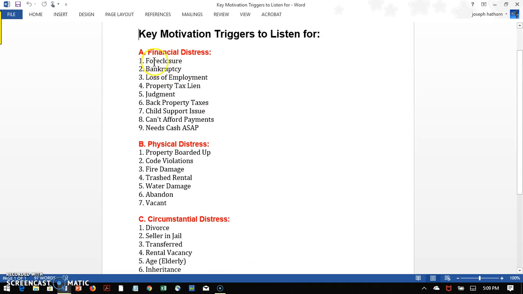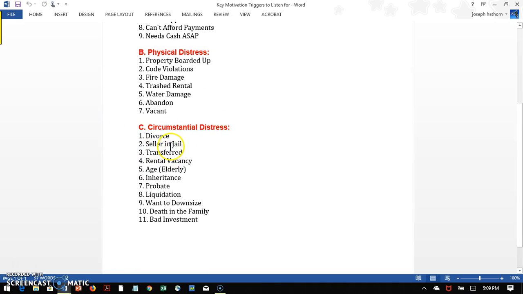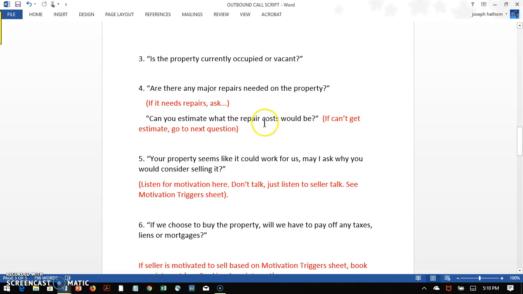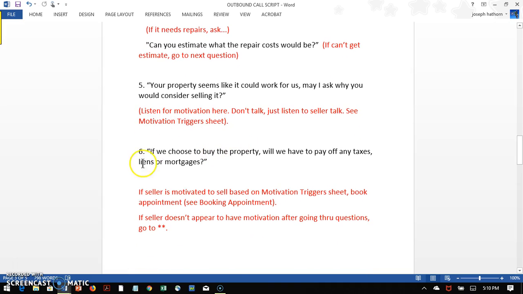So you see here, financial distress: foreclosure, bankruptcy, loss of job, property tax problems, back property taxes, judgments, child support, okay? Or they just need cash badly. Physical distress: the property's boarded up, they got code violations, fire damage, it's trashed, abandoned, vacant. Circumstantial: divorce, the seller's in jail, they've been transferred, the house is vacant. They're older, the elderly, they're inheriting a property, they're going through probate, they want to downsize, or there's a death, or they think it's a bad investment. So those are very important triggers that we need to look for. You really need to listen for any of those things when you ask this question. Very important.